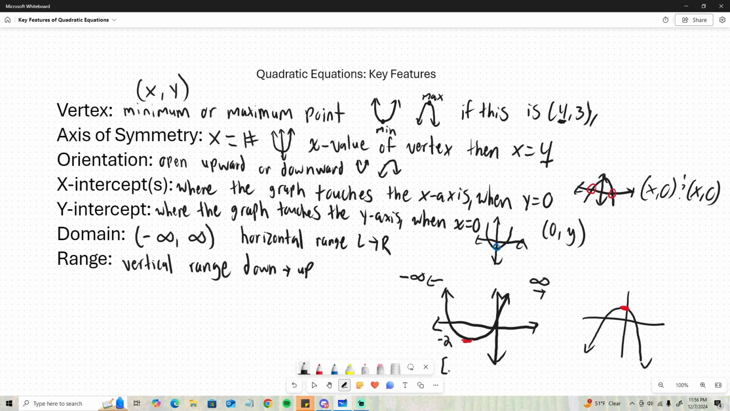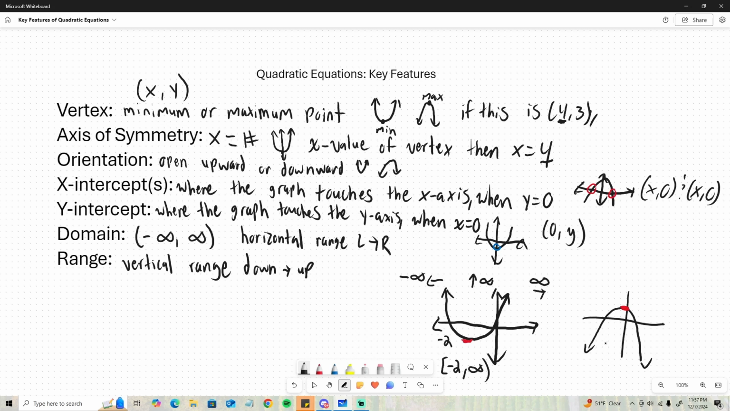My range would be from -2 in a bracket because I touch it, all the way up to, when I go vertically, what am I eventually going to get to when I go up? Positive infinity. So this would be -2 to infinity. This is the opposite. This is my maximum point. This is the highest I can possibly get. So I go from lowest to biggest. I go from smallest to greatest.